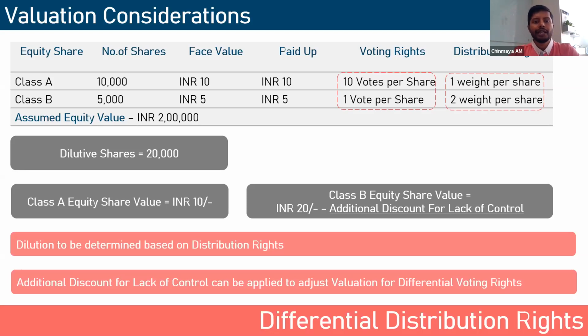And that is why, by making it 20,000 dilutive shares, when we compute per share value and multiply it with each class, we'll distribute 2 lakhs across the categories. Class A will get 1 lakh and class B will get 1 lakh. When we compute per share value, class A will become 10 rupees and class B will become 20 rupees. Again, once we arrive at this, because class B has lesser voting rights, an additional discount for lack of control should be given to class B. So this is about differential distribution rights. It's a simple example we have taken. I think it is clear.